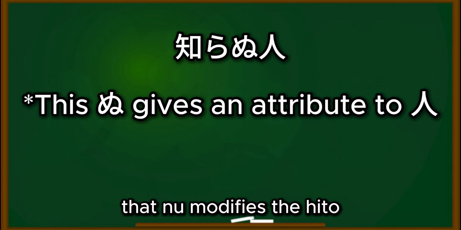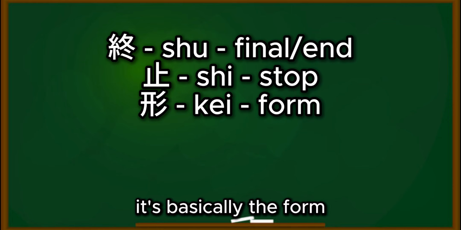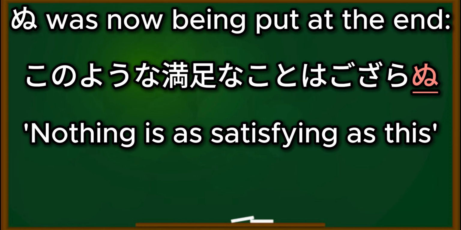If you look at the shushikei form, the kanji are end, stop, form. It's basically the form a word takes at the end of a sentence. So rather than saying shiranu hito, you could say kono yona mansoku na koto wa gozoranu. Gozoranu is the verb gozaimasu, modified with nu placed at the end this time.